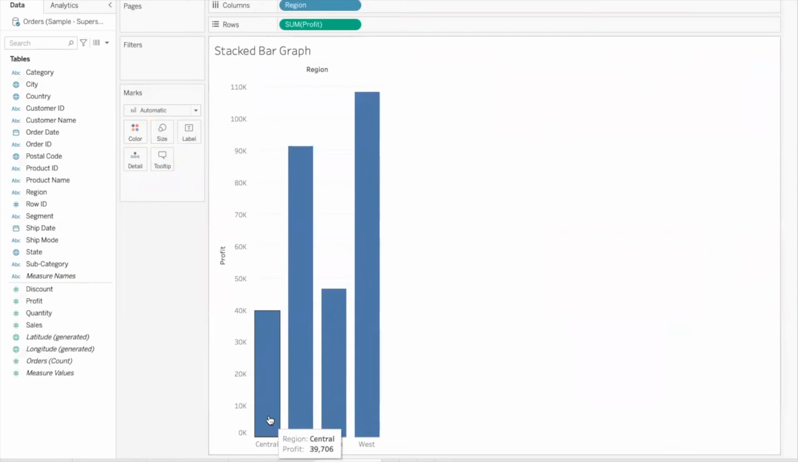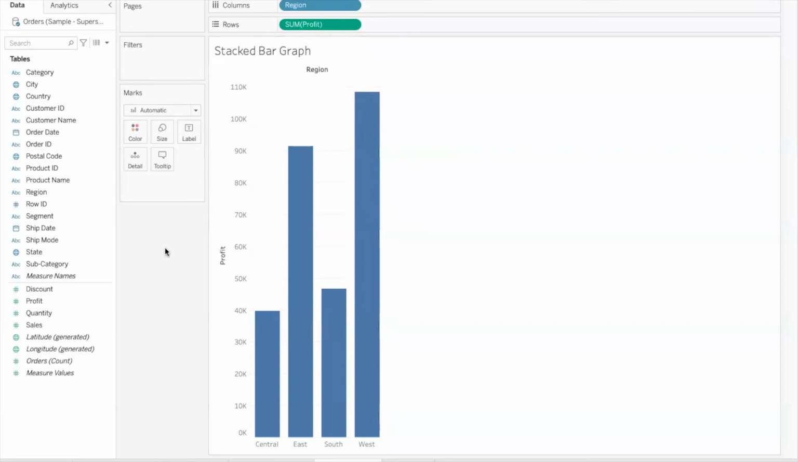See, the overall profit from the Central region is nearly 40,000. So by looking at this, I know this is nearly 40,000. This is slightly over 90,000, maybe 93,000 or so. This is a little below 50, maybe around 48. And this is a little below 110, maybe around 108. I'm just telling you that by looking at the tip of the bar, we can understand the overall profit from each region.